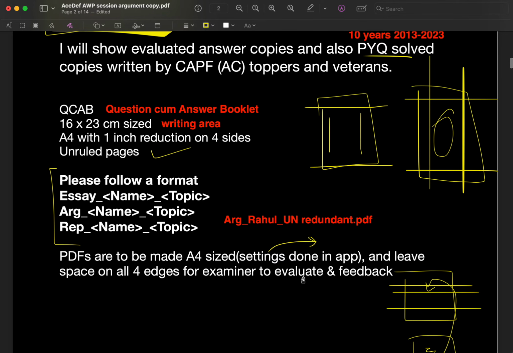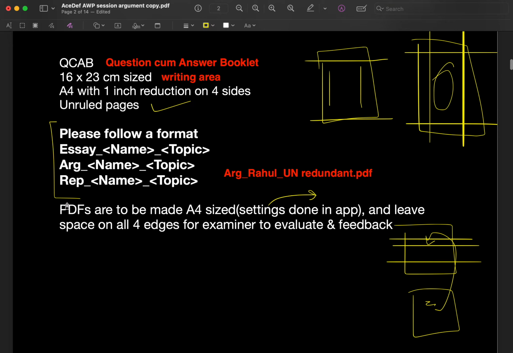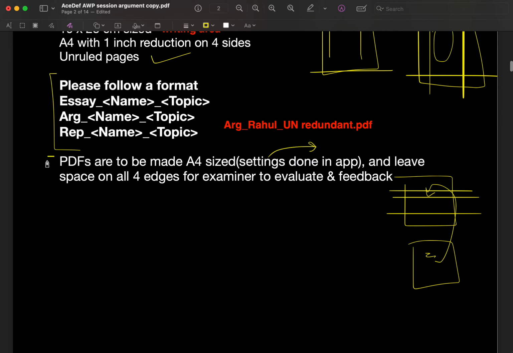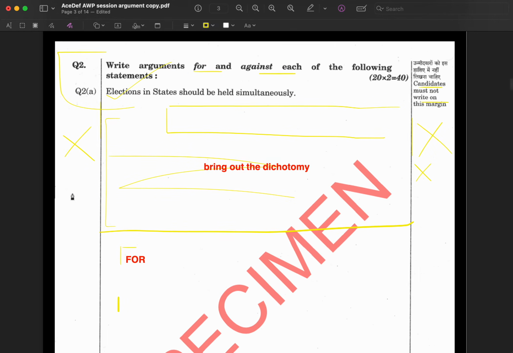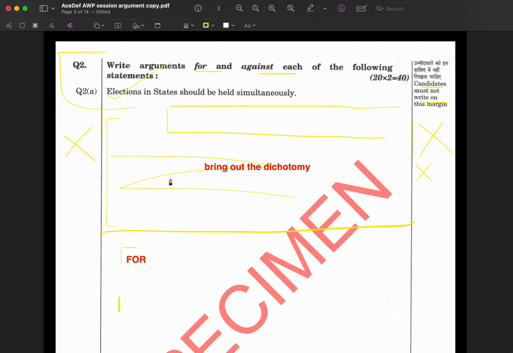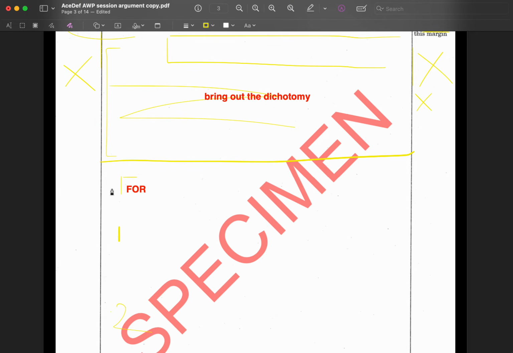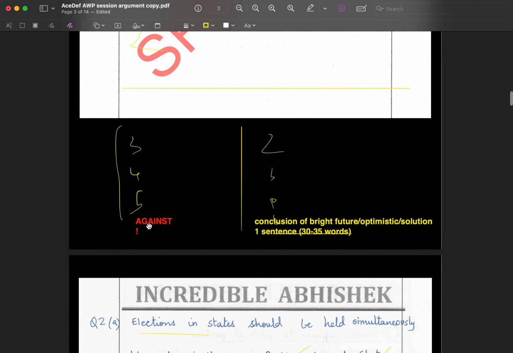You already know the QCAB, the spacing, the name format that is to be followed, and how to make a PDF out of it. I'll summarize this within 5 minutes. Arguments for and against is our question. We bring out the dichotomy within the first paragraph. We write our for points in the second page, and the third page is of the against points and a single sentence conclusion if we have the time.